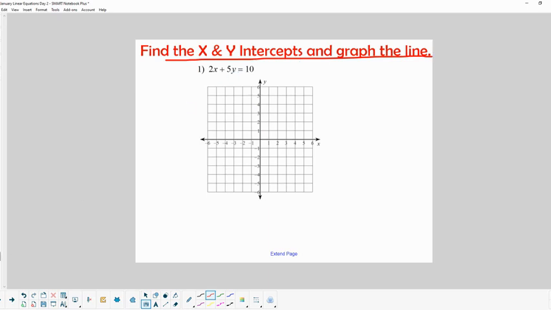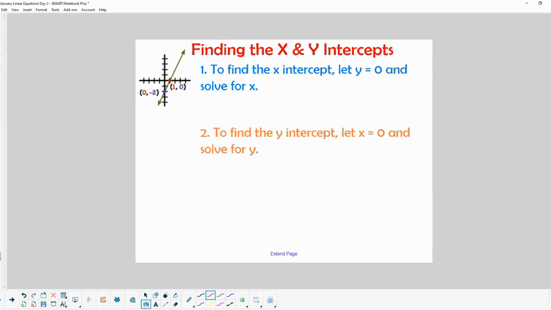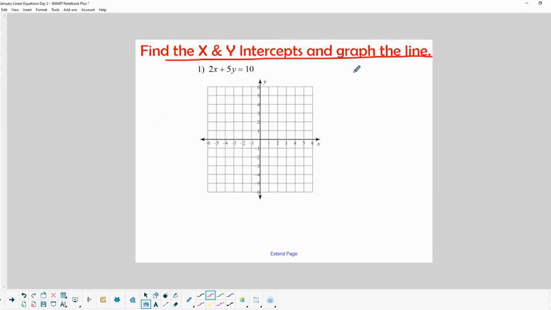It says find the x and y intercepts and then graph them. So we just said to find the x-intercept, let y equal 0 and solve for x. So let's do that. So to find the x-intercept, we got 2x plus 5 times 0 equals 10. So what happens when we do this is that the y term just disappears for the moment, and then we just have to divide by 2, and we end up with an x-intercept of 5. So on the x-axis, we make a dot at 5.